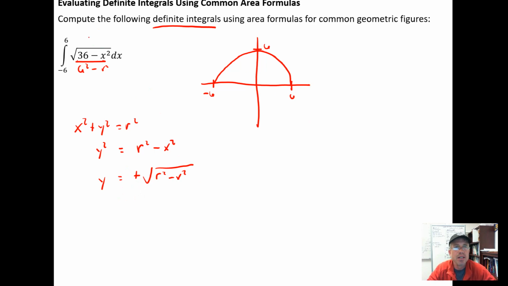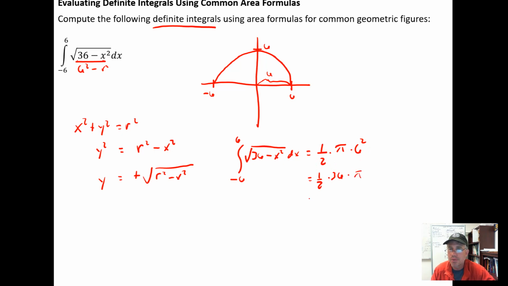So I see that this right here gives me the upper half of a circle of radius 6. So I see that the integral from -6 to 6 of the square root of 36 minus x squared dx is going to be half the area of a circle. And the area of a circle is pi times the square of the radius. Here the circle radius is 6 units. And so now we just calculate this. This is going to be 1/2 pi times 6 squared, so it's going to be a half of 36 times pi, which is just going to be 18 pi square units.